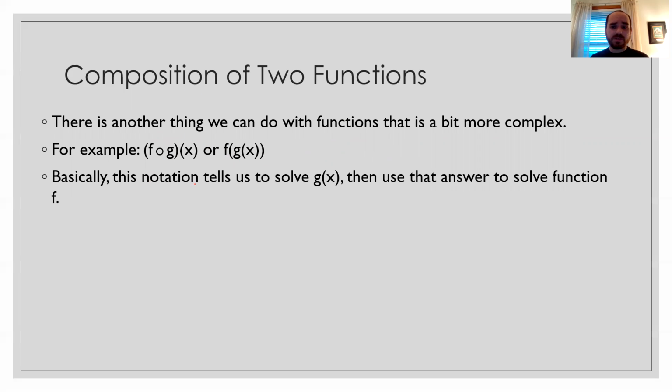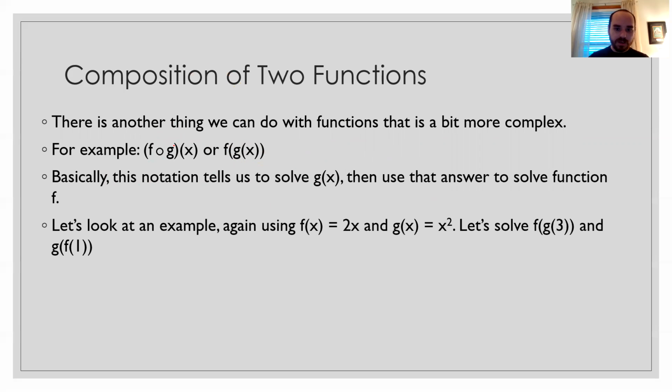So basically, this notation tells us to solve g of x. So f of g of x tells us to solve g of x, that's what's in parentheses, and then use that answer to solve the function f. So basically, g of x will become your new input for f. So if we look at an example using f of x equals 2x and g of x equals x squared, we can solve f of g of 3 and g of f of 1.